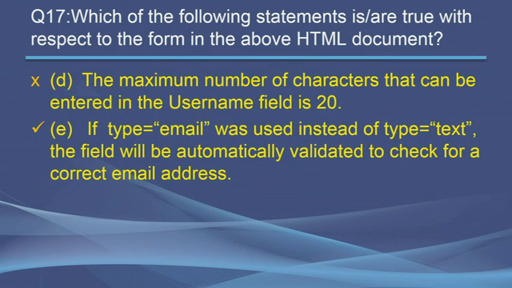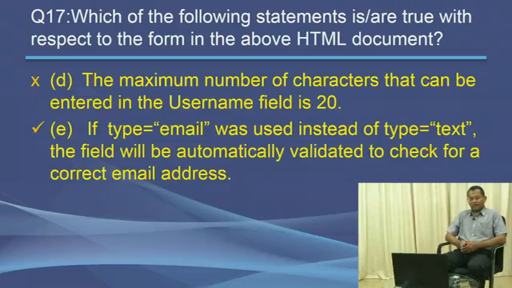Option D, the maximum number of characters that can be entered in the username field is 20. Now if you look at this, it says 20, but that is the size of the text field and not the maximum number of characters. That does not have a limit in this particular form, so you can have any number of characters. It is only that the text field will be displaying 20 characters width. So that is also important that you know this, and the only way to know this is if you have really created a form and worked around with these different attributes in different fields of this particular form structure. So D is incorrect.